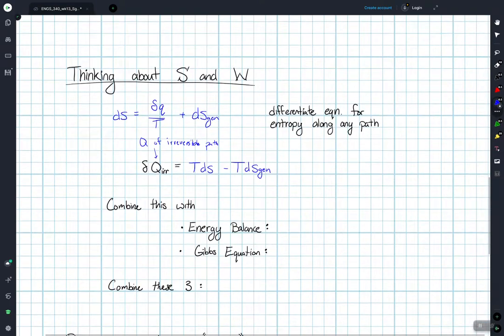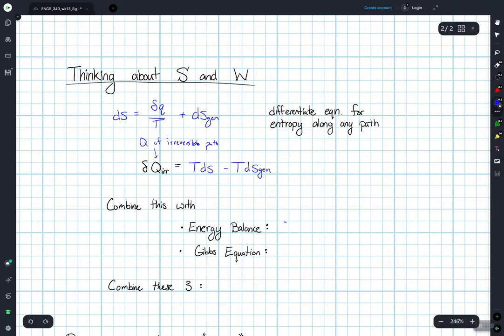We can combine this with an energy balance. So energy balance, delta U equals Q minus W. We'll write these all in differential form. dU equals Q along our irreversible path minus W along our irreversible path, right? Energy balances don't care if it's reversible or irreversible. Energy balances are energy balances.